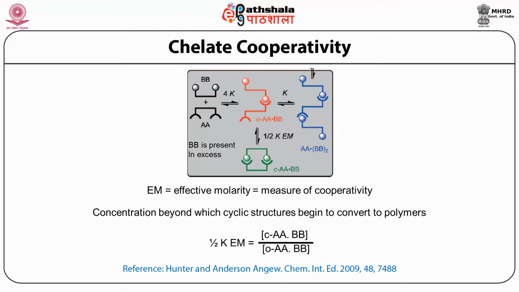Here you can define the effective molarity, which is EM equals the ratio of the closed product divided by the open chain product. And here you can define the cooperativity, that is the concentration beyond which the cyclic structures begin to convert to the polymer.